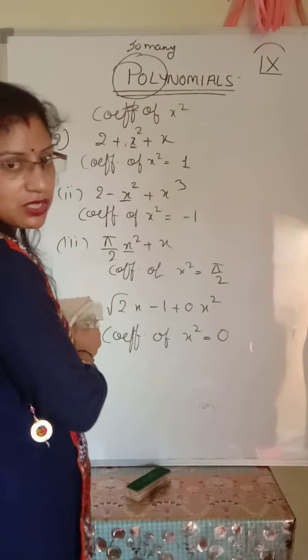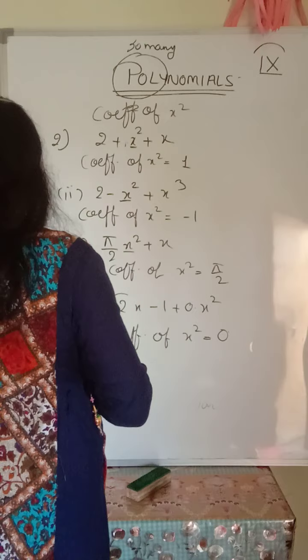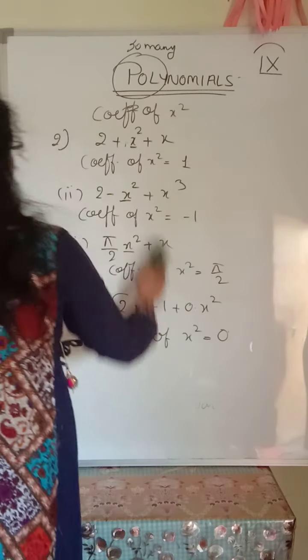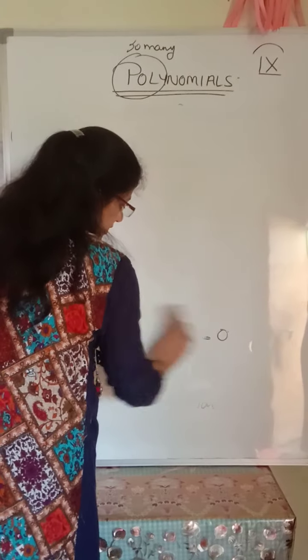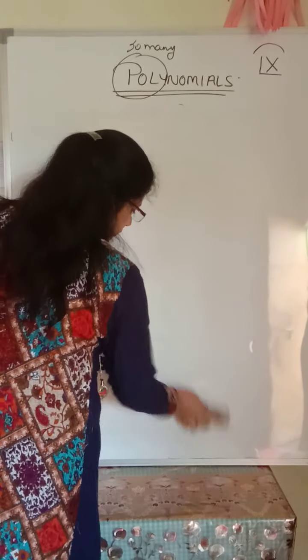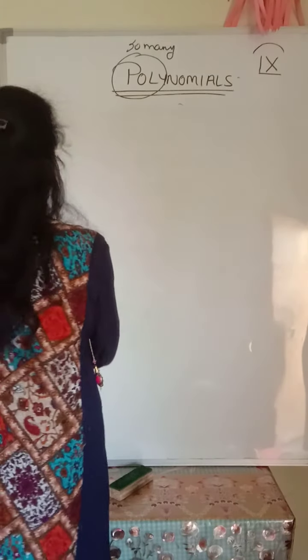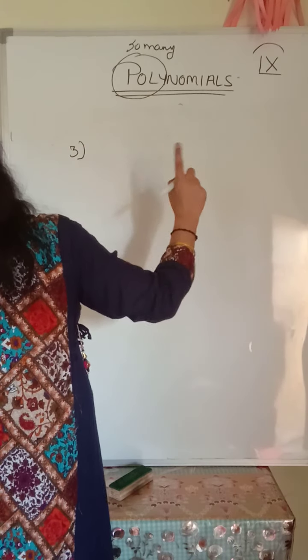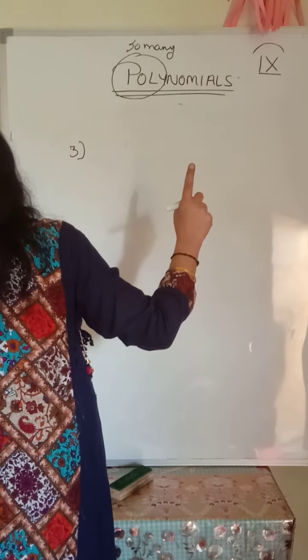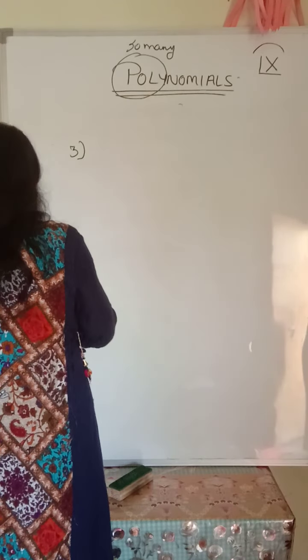Okay. This is your second one. Let me move to the third question. So they are very easy. If you do practice, it will become very easy for you. There is no difficulty in doing all these questions. So give one example each of a binomial of degree 35 and a monomial of degree 100.